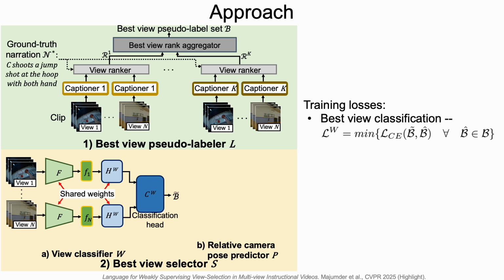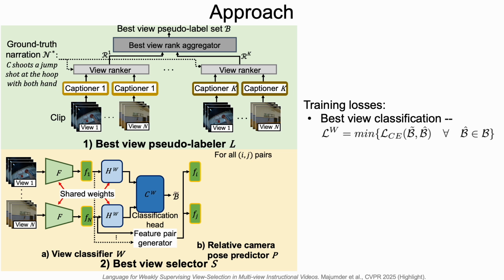We set the training loss for this classifier to the minimum of the cross-entropy loss between the predicted view and each member of the pseudo-label set. This loss formulation encourages our classifier to predict as its estimate whichever pseudo-label it finds the easiest to predict. This stabilizes training and improves classification performance.